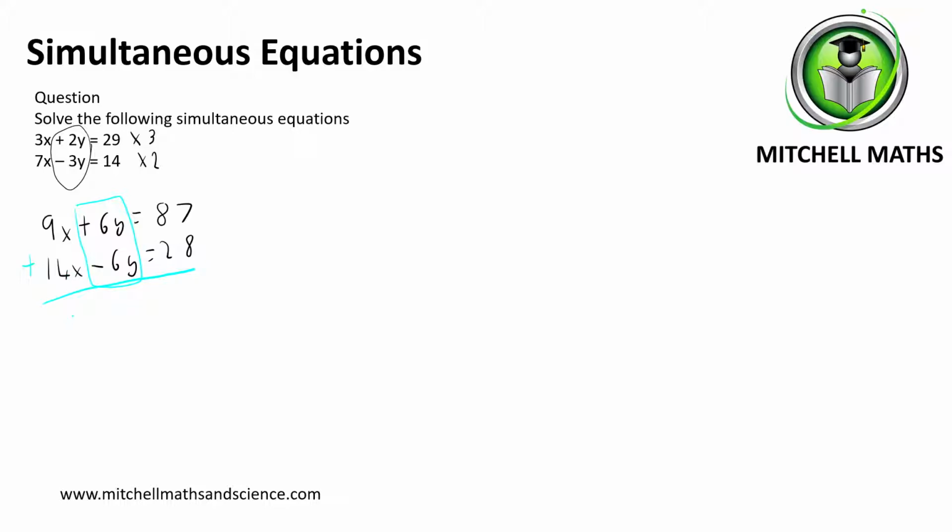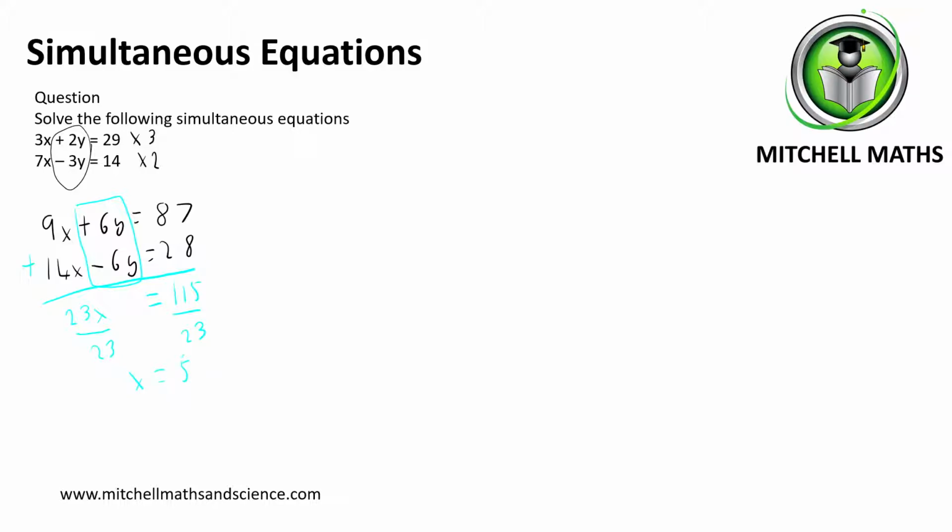9x plus 14x is 23x. 6y plus minus 6y is going to get rid of that, so that'll be 0. And 87 plus 28 is 115. In order to find the x value, we need to divide by 23. So let's divide both sides by 23, and we get x equals 5.